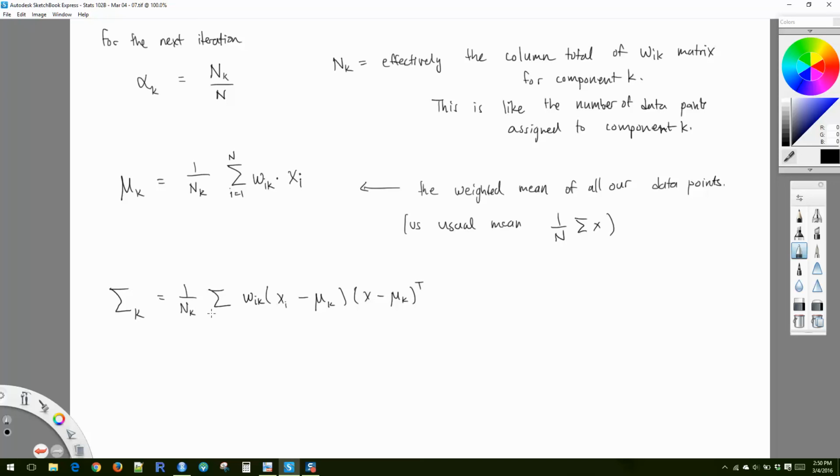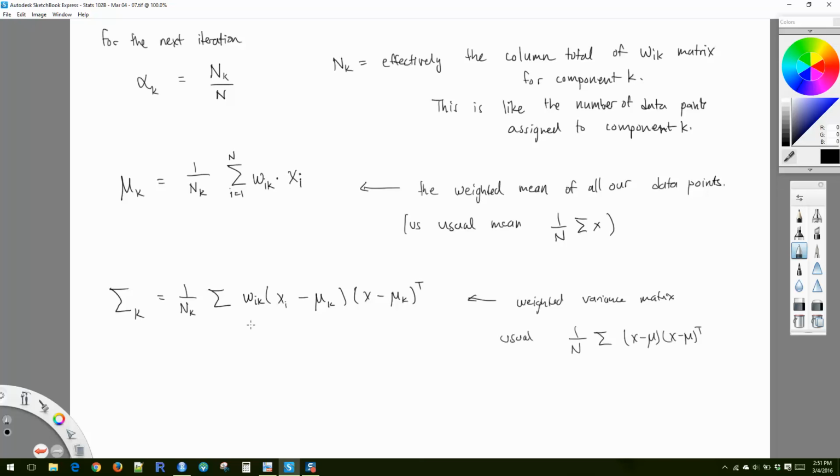So this is the weighted variance matrix. Versus the usual one, which would be 1 over n, for the maximum likelihood, x minus mu times x minus mu transpose. It's very similar. All we're doing is weighting these.